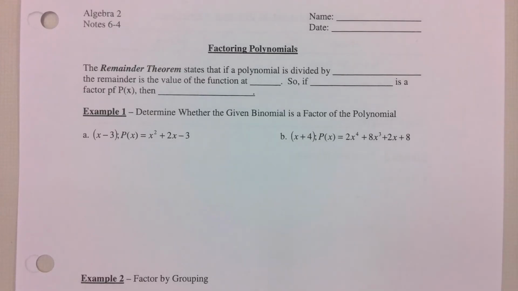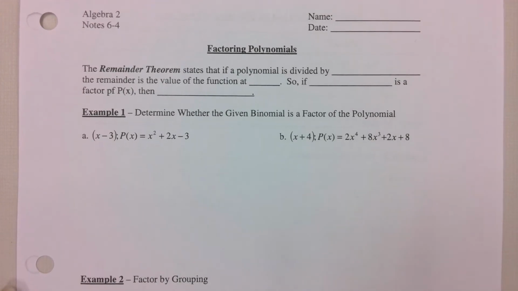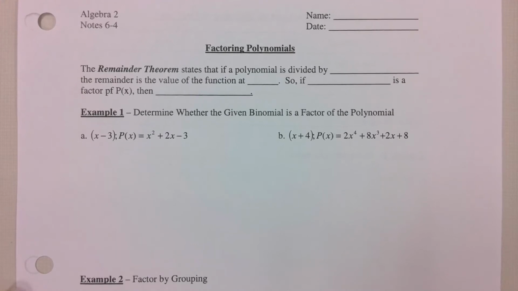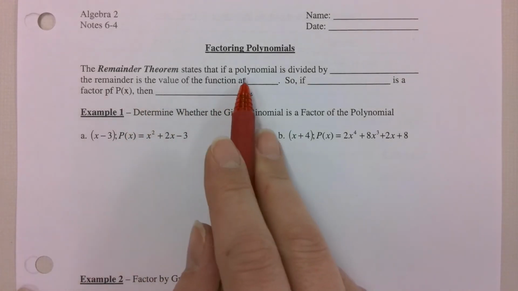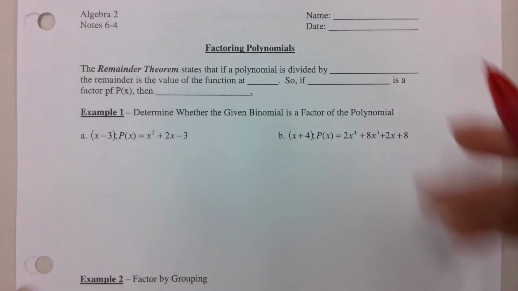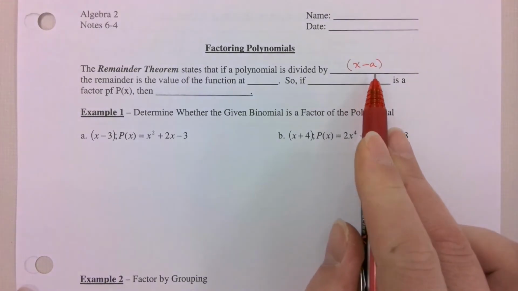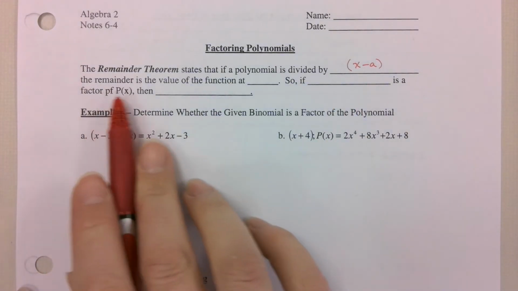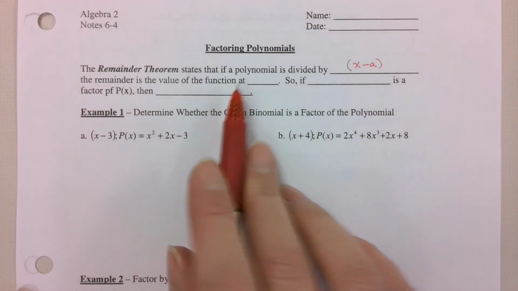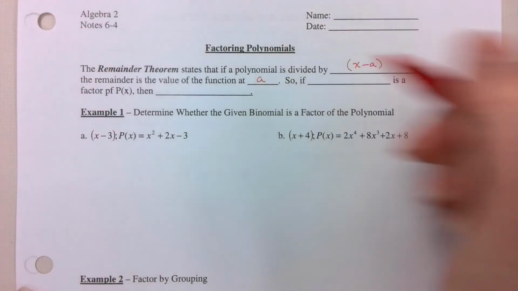All right, today we are talking about lesson 6.4 in our Algebra 2, and we are talking about factoring polynomials, but we are going to bring back the remainder theorem from our division and talk about binomial factors to start. So, the remainder theorem states if a polynomial is divided by x minus a, and I want to remind you that that's a binomial, the remainder is the value of the function at a.